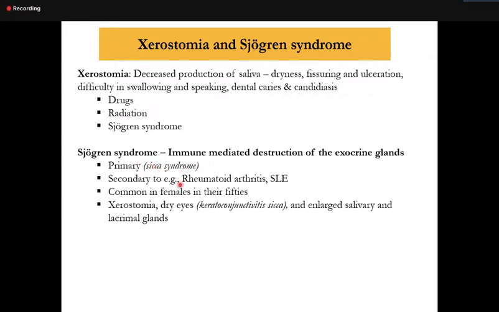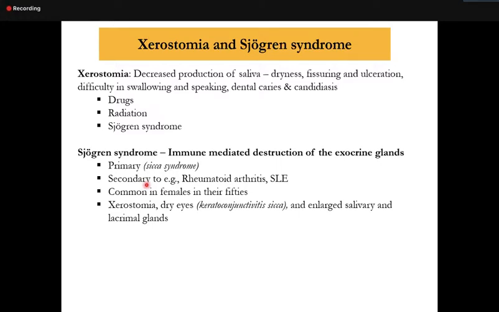Sicca is dryness, and it can be secondary. And in majority of the cases, it is secondary to some other immune-mediated disease, and the most common immune-mediated disease associated with Sjogren's syndrome is rheumatoid arthritis. SLE is also seen in some patients. Like most of the immune-mediated diseases, it is more common in females and in their 50s. The symptoms of this Sjogren's syndrome, if it is secondary, it will have symptoms of joint pain and other connective tissue disorders.